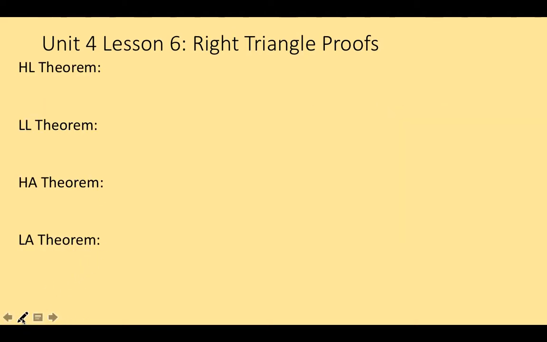All right, so we've got 4 new theorems to throw at you, and they are all right triangle proofs. Let's just get right to it. If I have 2 right triangles, so here we'll just draw 2 right triangles. Let's say that we got the right angle here. Well, we have one corresponding angle congruent. We know that we have these 90 degrees. And so what else would be sufficient?